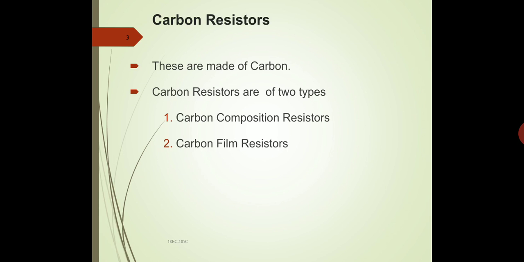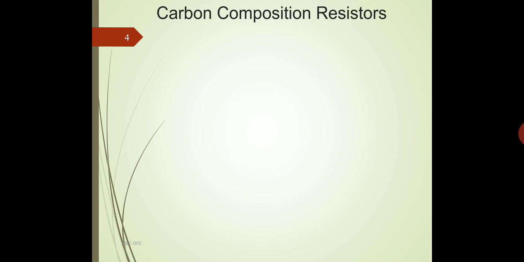these are made of carbon as the name indicates, and these carbon resistors are of two types. Number one, carbon composition resistors and number two, the carbon film resistors. Let us look into the carbon composition resistors. So we'll be looking at the construction features of the carbon composition resistors. So we'll see how they are manufactured and how they look like.